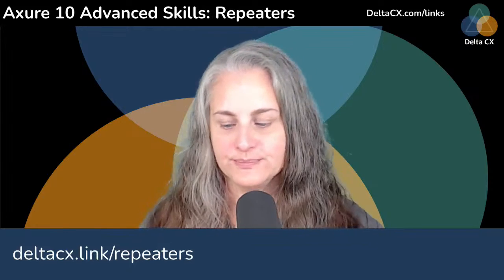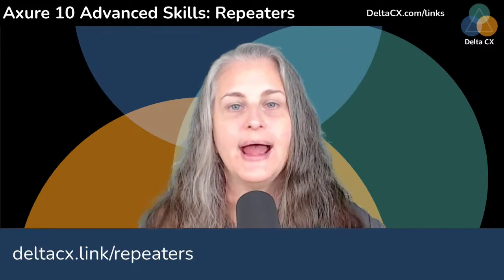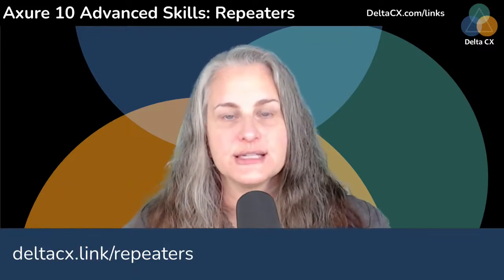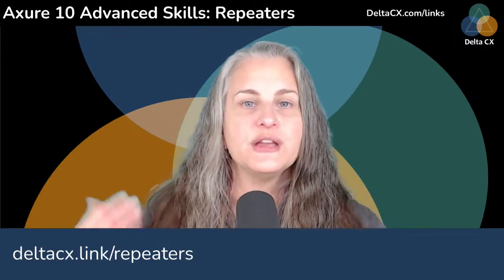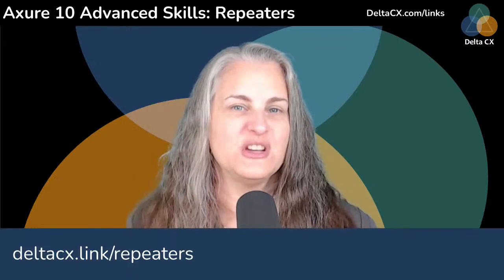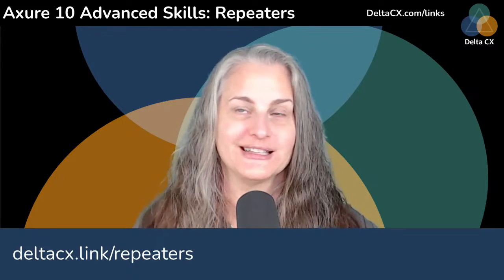So a repeater is Axure's fancy way of saying we've got some data that we want to bring into Axure, and then we want to be able to realistically manipulate that data. So a repeater is really about the realistic manipulation of data. Now, the example we're going to use today is an e-commerce website, because many of us at some point or another work on a project selling something.